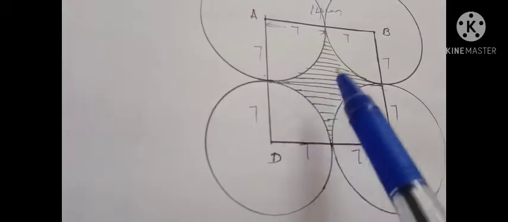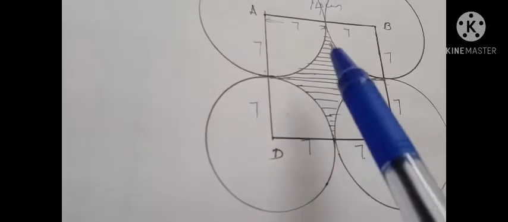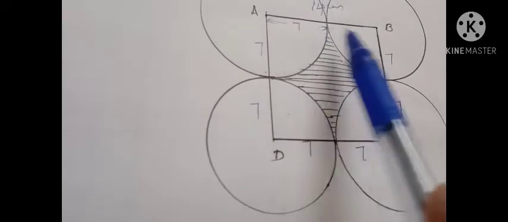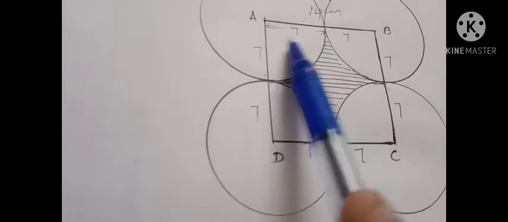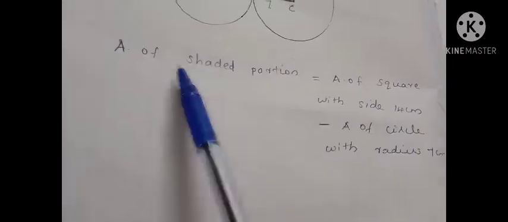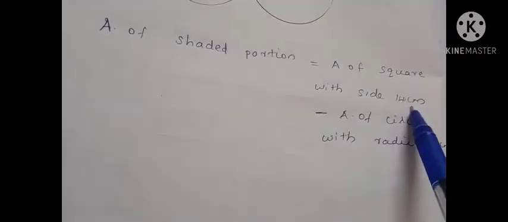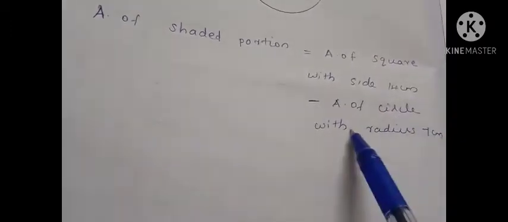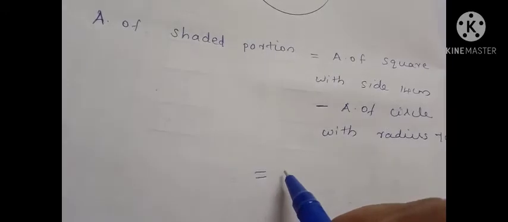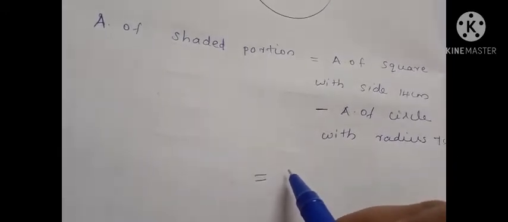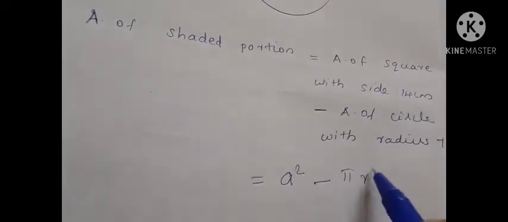Anyway, here we have to find the area of the shaded portion, that is equal to the area of the square with side 14 centimeter minus the area of the circle with radius 7 centimeter. So we can write the equations for them: area of square is a square, then area of circle is pi r square.